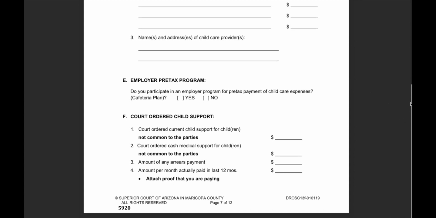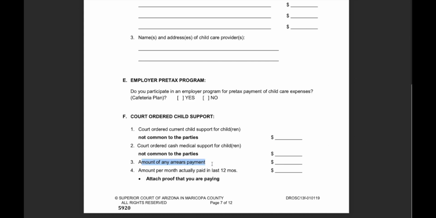Court-ordered child support. For some reason, this is a big section that clients get confused on. This is court-ordered child support not common to the parties. The parties are the people indicated on page 1. So if you're paying child support, this is a line that you're going to indicate. If you're receiving court-ordered cash medical support for children not common to the parties, this is also a line that you're going to fill in. Reminder: not common to the parties means not listed as a party on page 1.